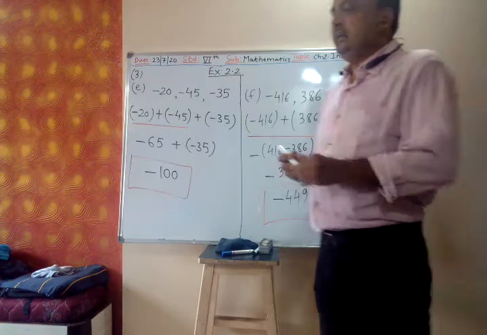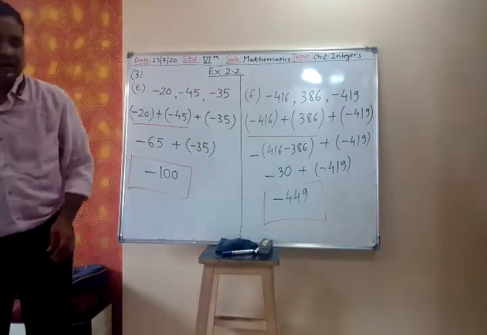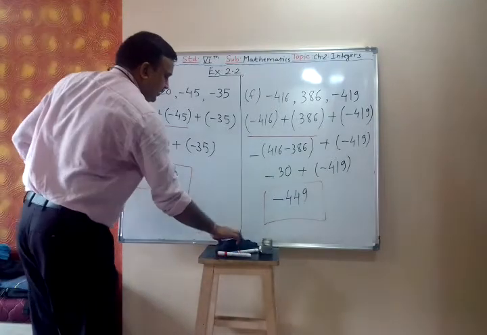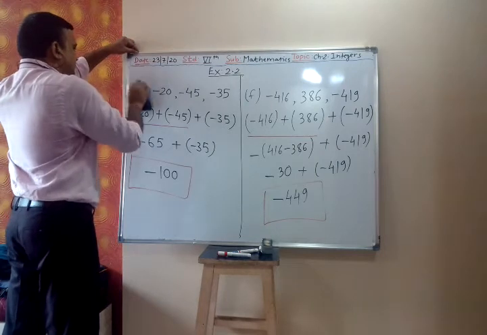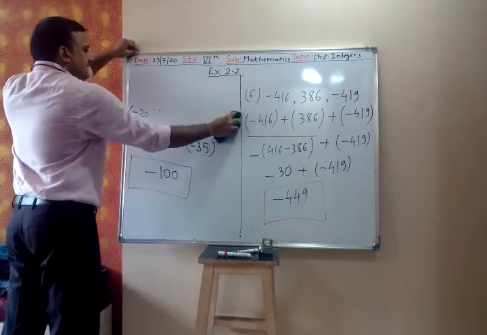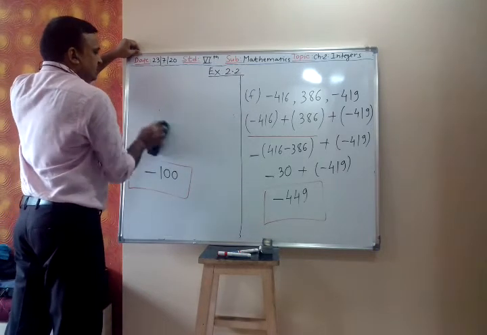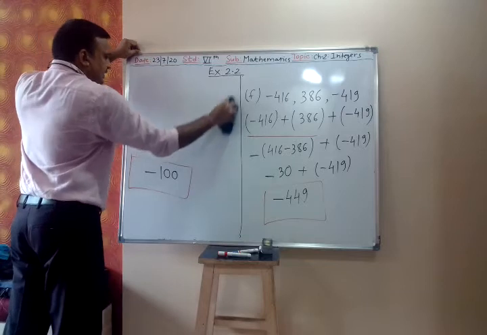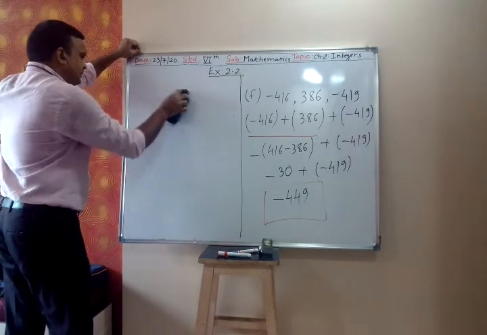So whenever you have minus minus, you have to take the common sign minus and add the numbers. Plus minus means you have to subtract the numbers and take the sign of the bigger number. You have to circle that.